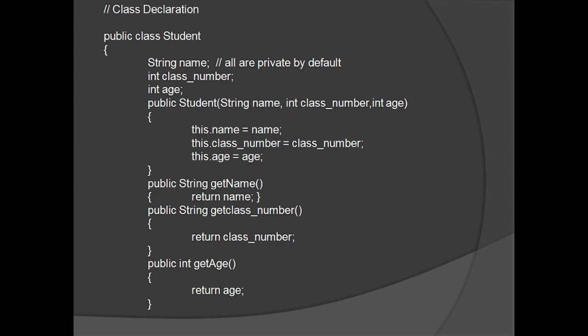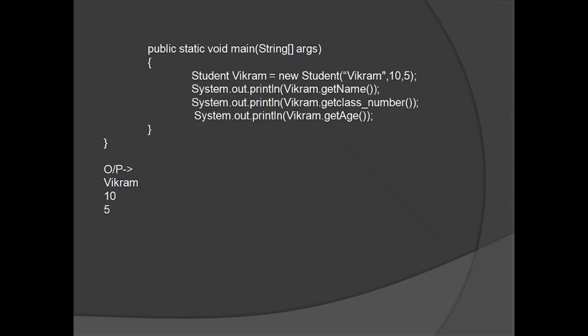So let's see, below are the methods. The format of a method is first a modifier, after that the return type, where String is the return type here, and the name of the method. So getName is the name of the method and it will return the name of that object we are using at that time. The other methods are getClassNumber for a particular object, and after that getAge.